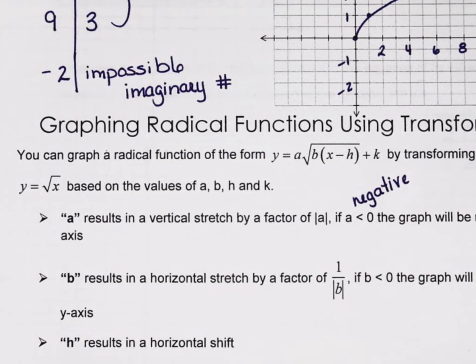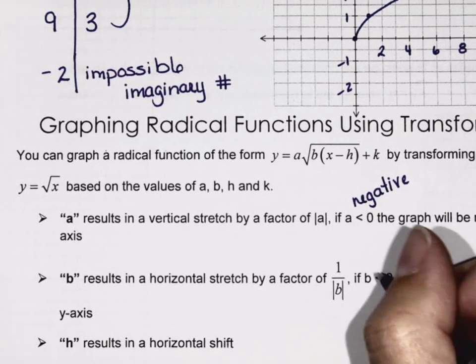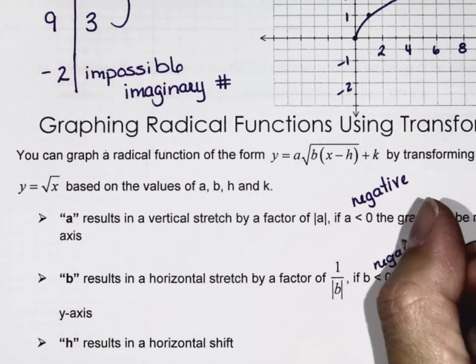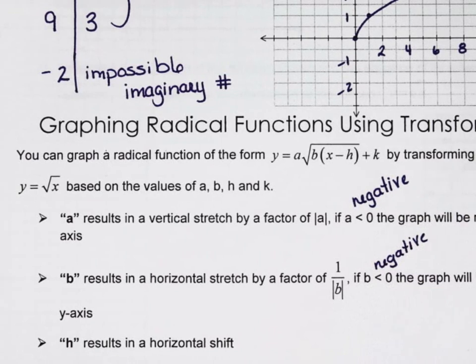Okay, B, horizontal stretch by a factor of 1 over B. If B is negative, it'll be reflected in the y-axis. H is a horizontal shift, and K is a vertical shift. We good?